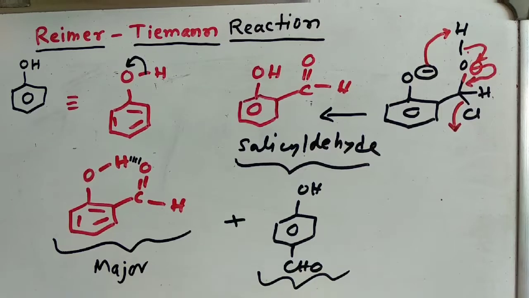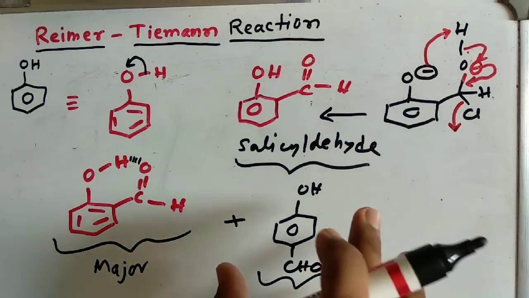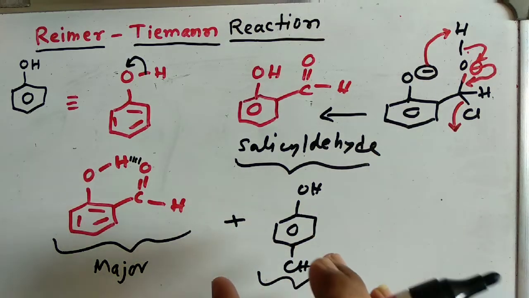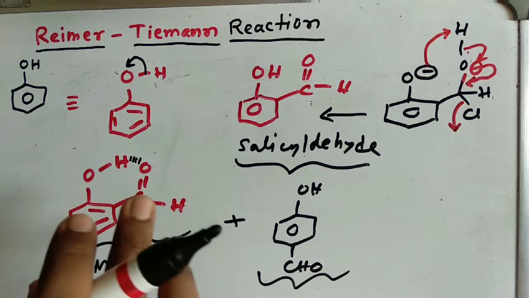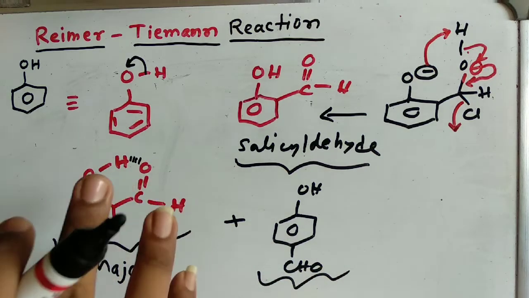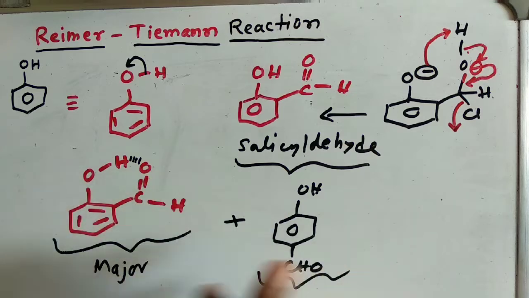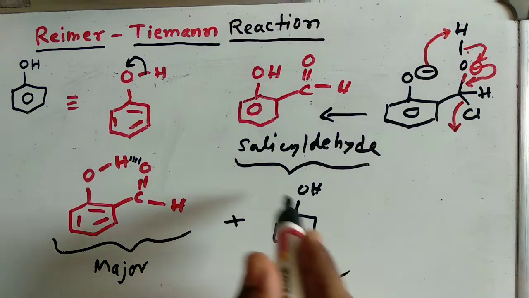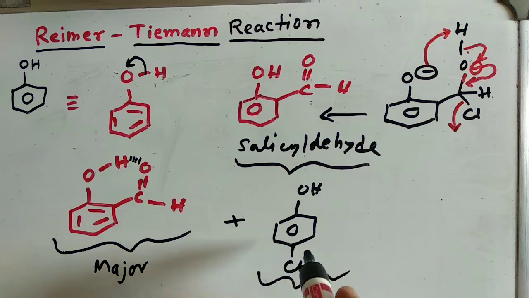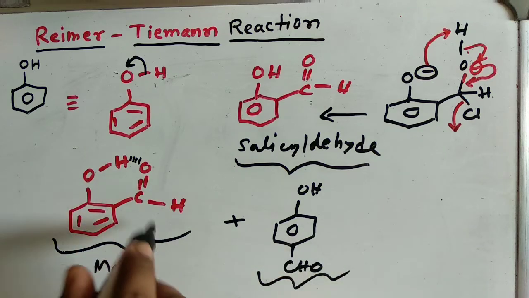This is very important because in the IIT JAM, NET or GATE examination, they may ask what will be the major product. You may think that the repulsion is of course very, very less than this one, but here you have to consider the hydrogen bonding. That is going to be very, very important over here. Because of this stability, the 6-member cyclic ring is very, very stable. But here no such ring formation is occurring. That's why the major product will be the ortho product.